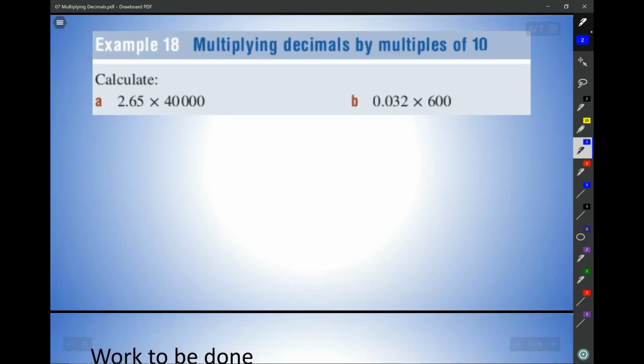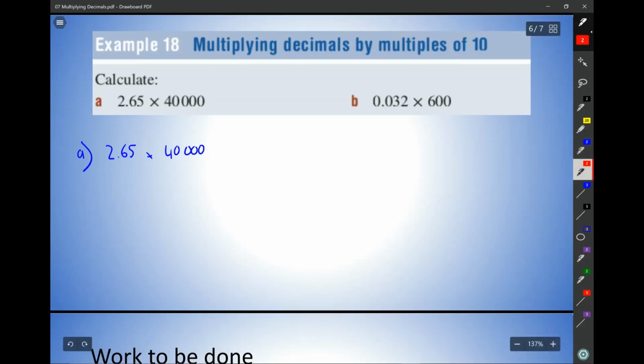Now one more example to combine the two things we just looked at. So in part A, we're taking this decimal and we're multiplying it by 40,000. So what we can do is forget about all these zeros for now and just deal with the 4 the same way we did in the previous question. Take out the decimal point, do the multiplication.